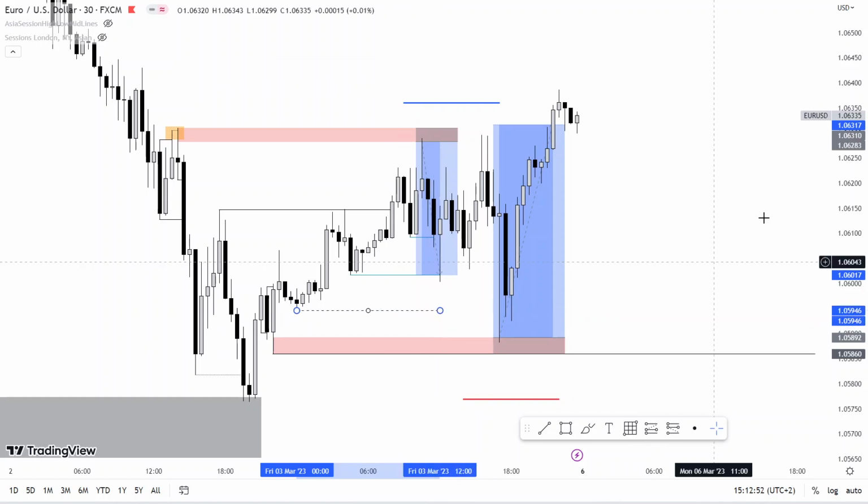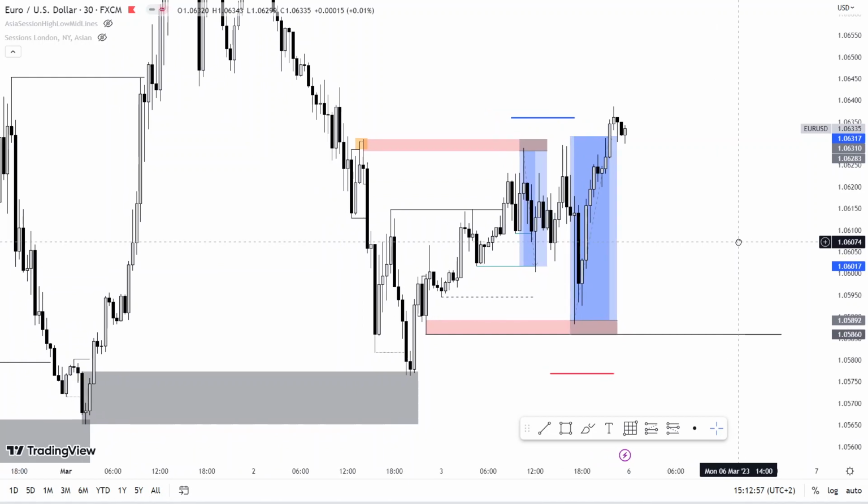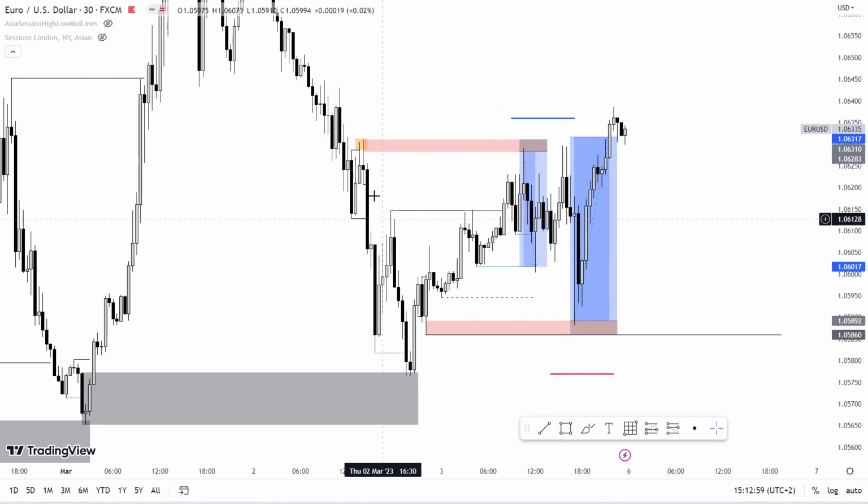what DXY was actually doing, but this is a very simple approach that you can follow in order for you to find these kind of trades in the market for yourself.